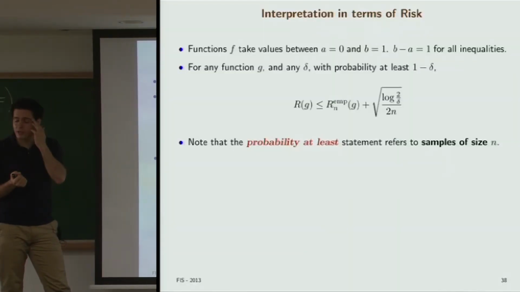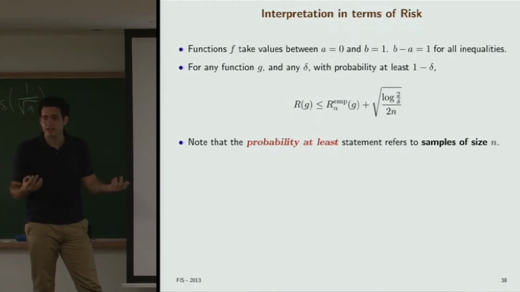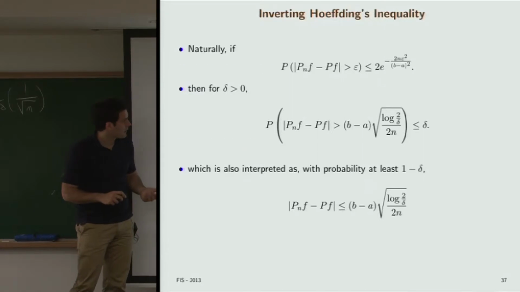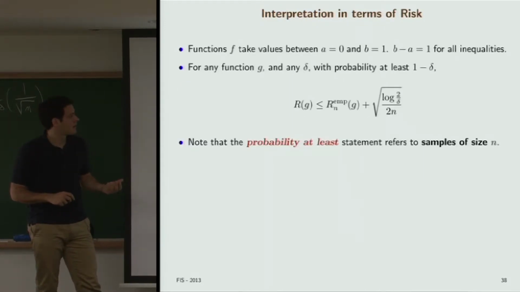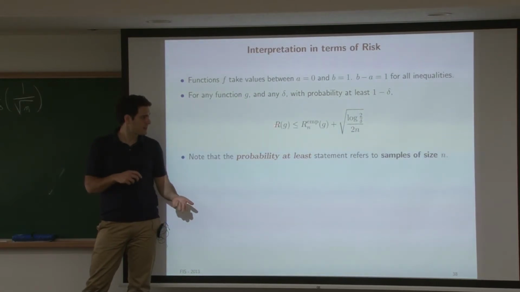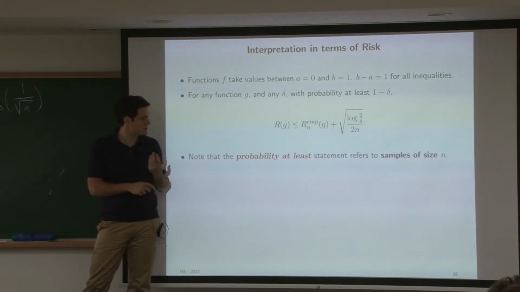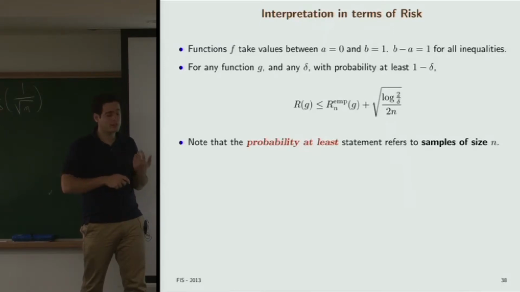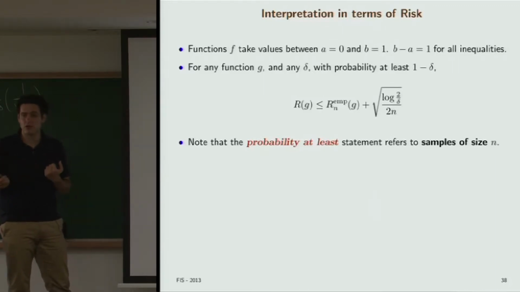So what is exactly the interpretation that we can make in terms of risk? Again, the functions f that we have been considering in the last class only take 0 or 1 as values. So b is 1 and a is 0, and this term just cancels out. And we can now say that for any function g, if you give me one function g and one sample, the risk, so the absolute value of the risk minus the empirical risk, but let's just take the direction which is interesting for us, the real risk will not be larger, with probability at least 1 minus delta, than the empirical risk plus this quantity here, the square root of log of 2 over delta divided by 2n.